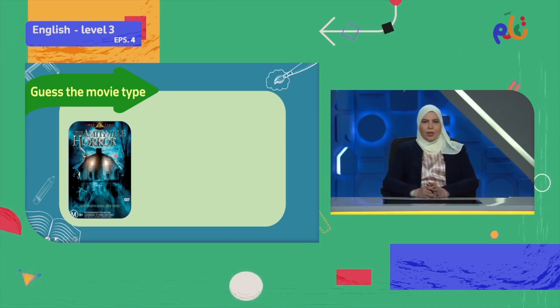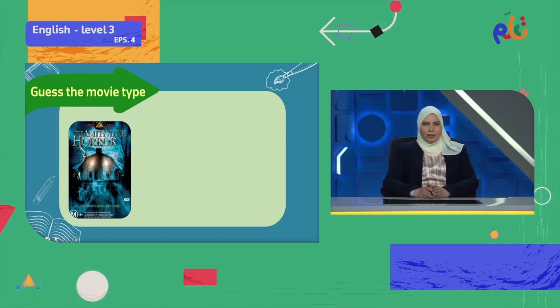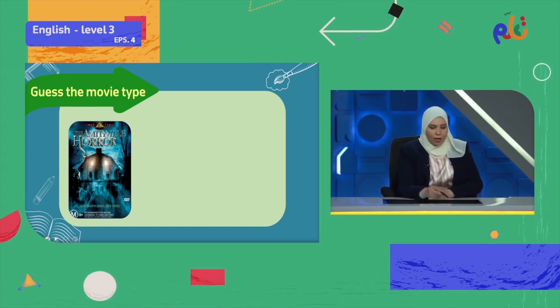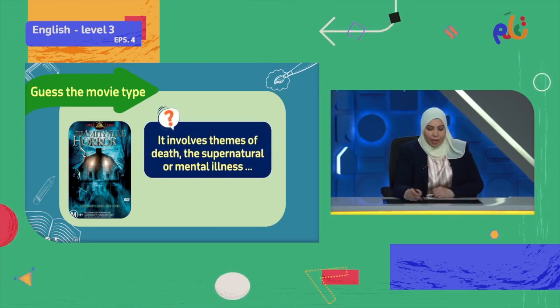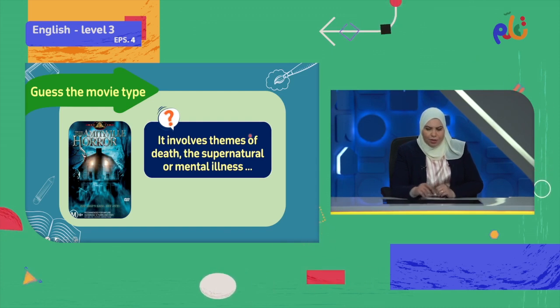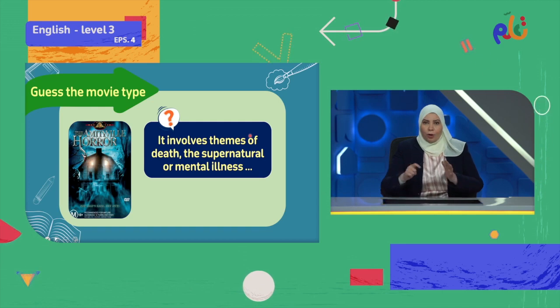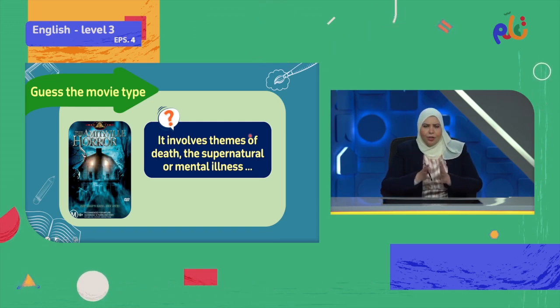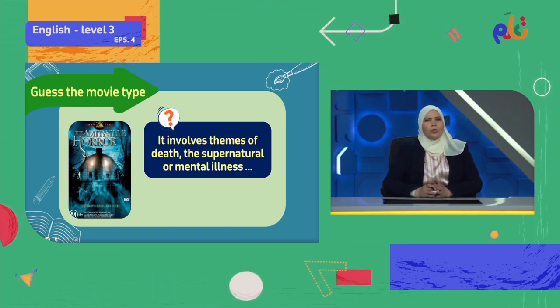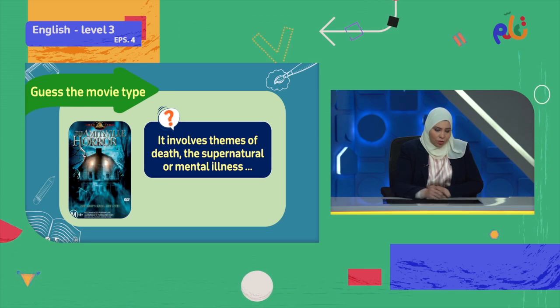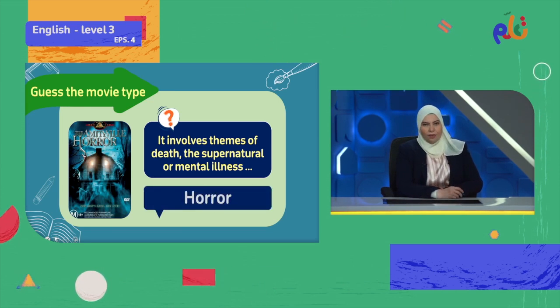Let's now look at this. Look at the poster and try to guess. So what type of movie do you think it is? Yes. So here, this one, let's read about it. It involves the theme of death, supernatural or mental illness. So if we're talking about supernatural thing and death and the poster, so based on this, what do you think the type is? Yes, exactly. So this is called a horror film.